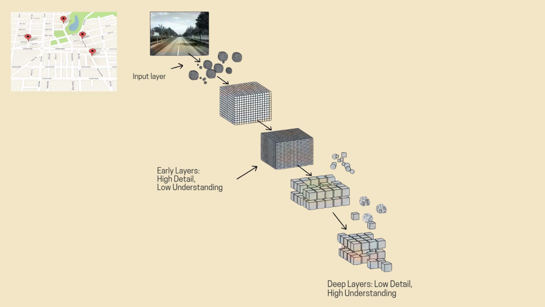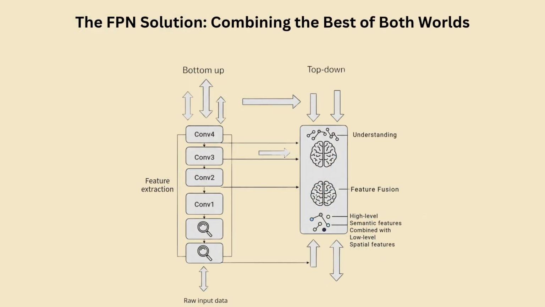It was like having a super detailed map but no idea what the symbols meant, or a map that understood everything but was too blurry to see the small streets. FPN's big idea was simple. Why don't we combine the best parts of all these levels? Let's take the smartness from the deep layers and mix it with the detail from the early layers. The goal was to create a new set of smart maps where every level, from the most detailed to the least, understood what it was seeing, and to do it super fast from just one picture.